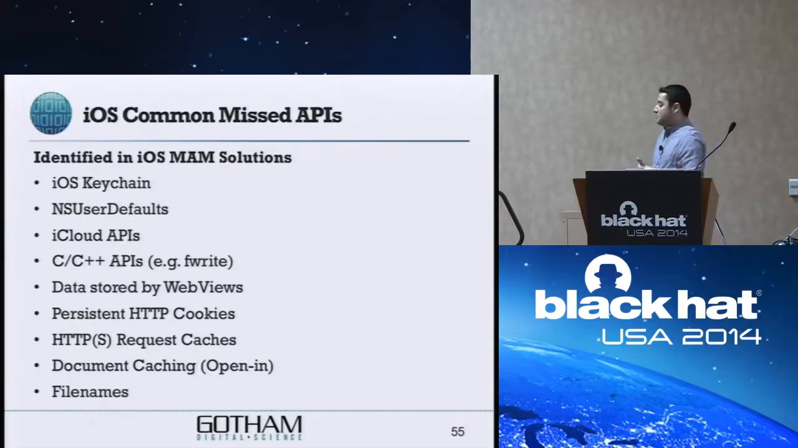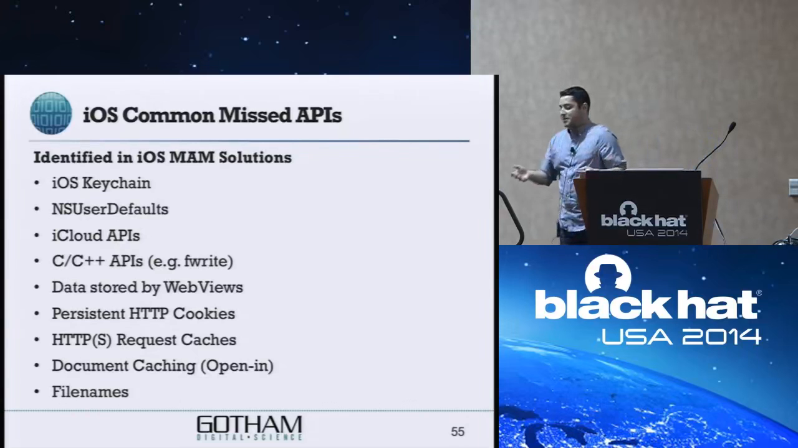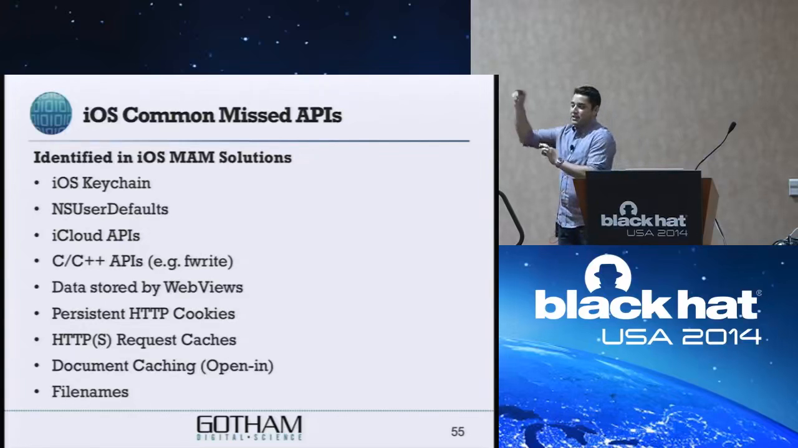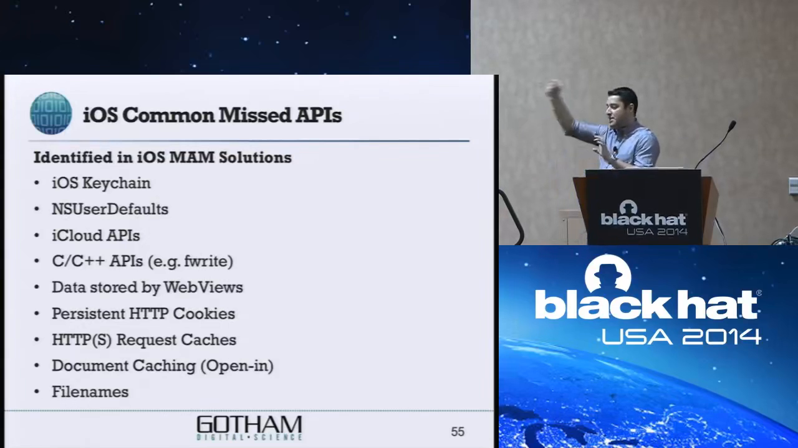Document caching. So when I say document cache, you probably use iOS, right? You open up a file, it gives you an option to open in. You can pick which app you want to use. The moment you pick another app, a copy of that file gets made to that other app, just to bypass kind of like the sandbox restrictions. So a copy gets made behind the scenes.